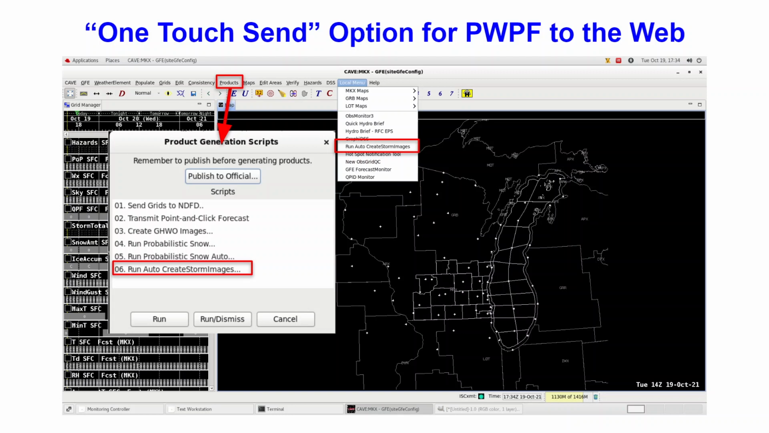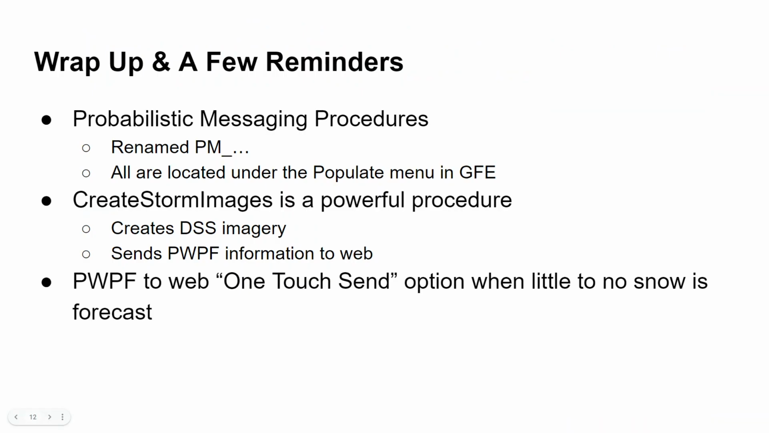And remember, the hallmark of the probabilistic winter messaging effort is to put the forecaster in control of actively engaging with the PWPF data during the forecast and messaging process. This is most critical when wintry precipitation is expected. To wrap up, probabilistic messaging procedures have been renamed with a PM underscore ahead of each name of the procedure. These procedures are all located under the Populate menu in GFE.